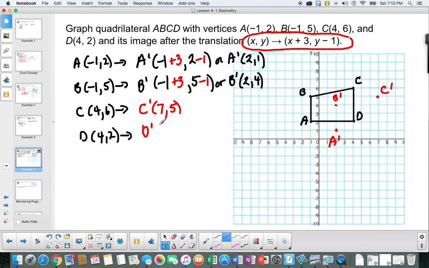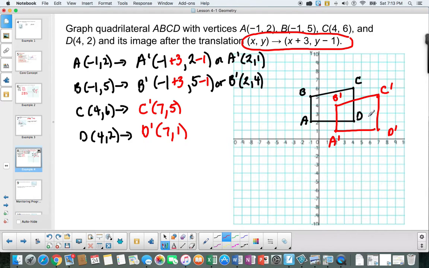My D prime is going to be, I'm going to use my rule, add 3 to my x, which is 7, and then subtract 1 from my y, which is 1. So I'm going to go over here to 7 and go up 1 right here, and that's my D prime. And then I'm going to go ahead and make my lines.